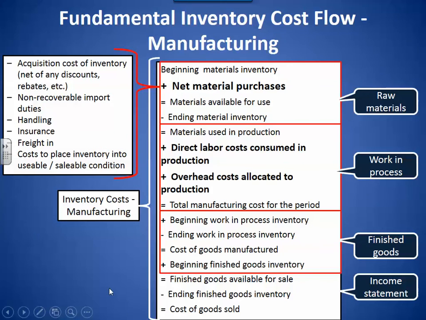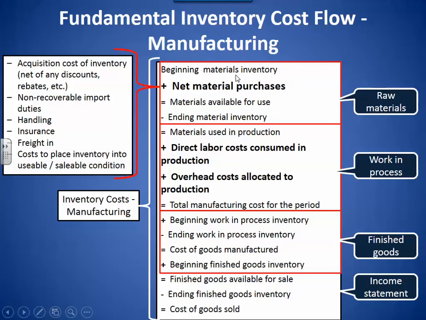Okay, now let's look at the fundamental inventory cost flow for a manufacturing company. We start off with our beginning materials inventory, or in effect our beginning raw materials inventory. To that we add our net raw material purchases. And what I want to point out here is we're using the same costing criteria that we used for our retail inventory. We're going to also use that for our net material purchases.